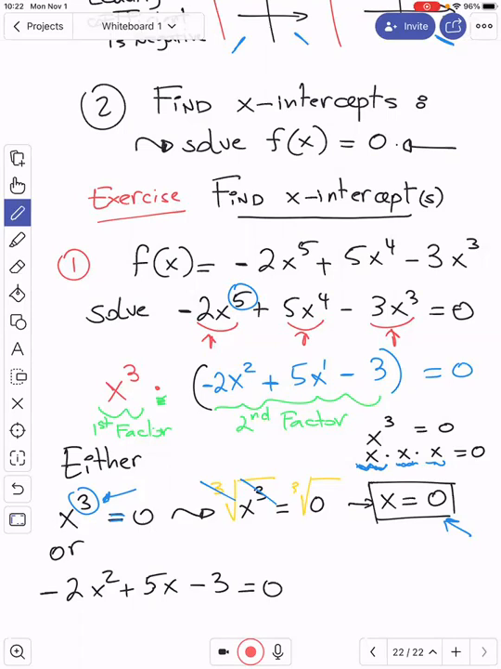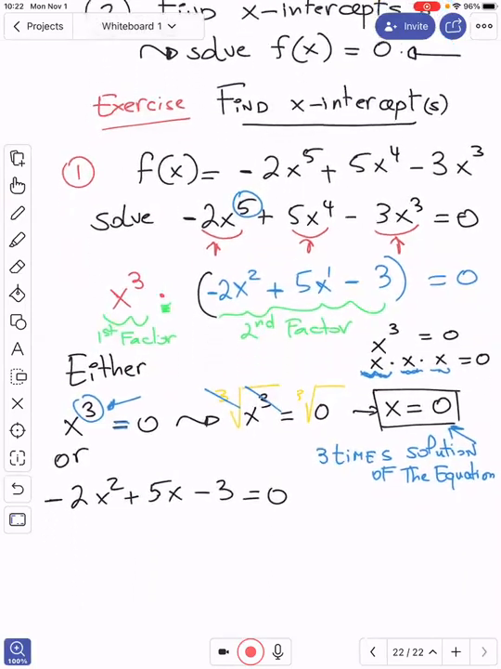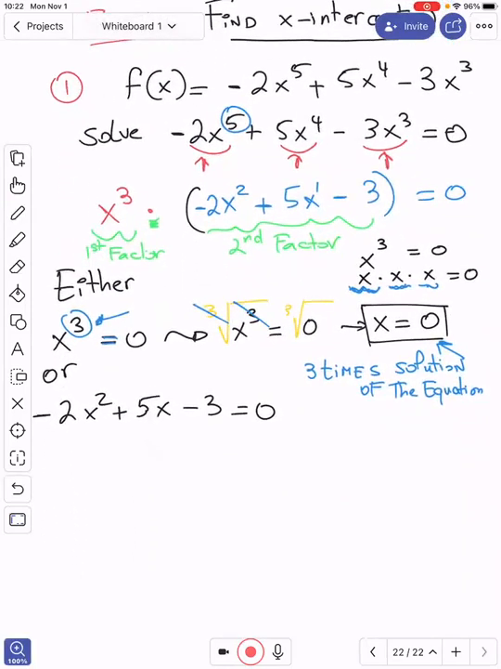So let me just write it down here. So x equal to 0, this is like a 3 times solution of the problem, or of the equation. Okay. All right, so that's our first solution, x equal to 0.